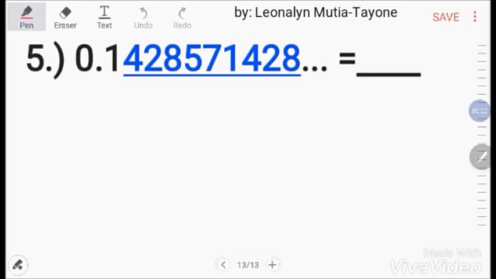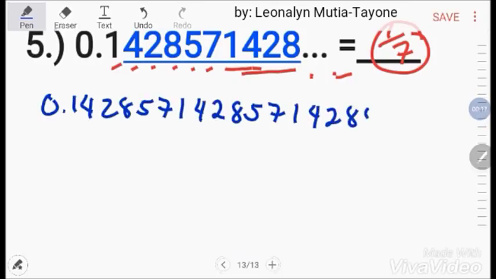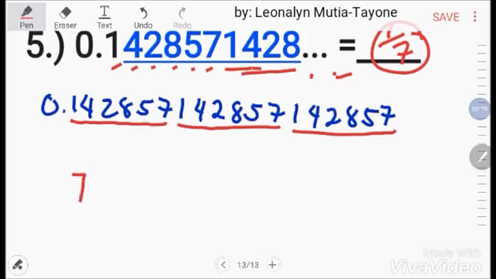Number 5. Kapag ganito ang decimal at yung repeating ay 1, 2, 3, 4, 5, 6. Tapos, pagkatapos, ganito pa rin. 1, 4, 2, 8, ganyan. 1 over 7 na yan. Pansinin nyo to ha. Pansinin nyo ang mga repeating numbers. Kapag yan na mga numbers, yung pagkasunod-sunod niya, pareho lang yan. Ang denominator niyan ay 7.